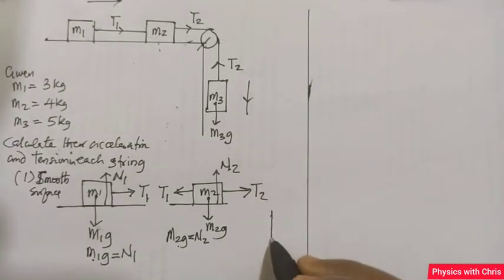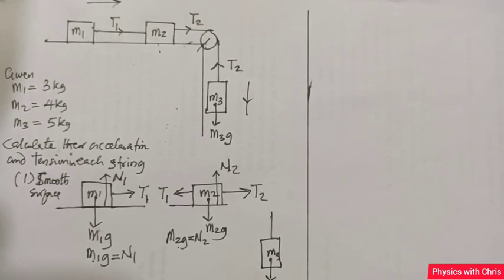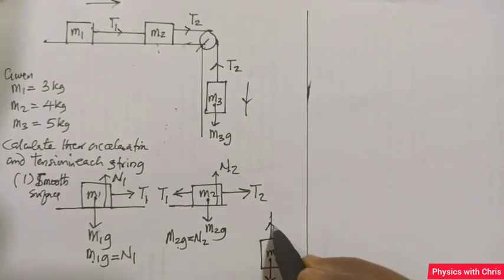Now the third one is M3. M3 is acting this way. M3 is not resting on any surface, it is just floating. It is left hanging in space. So the weight of this is m3g, and then the tension T2 also pulls upward in this direction.